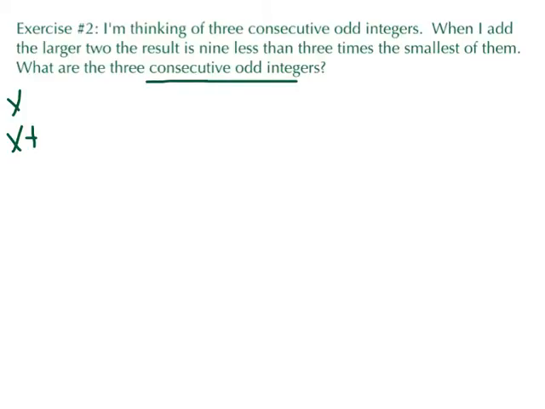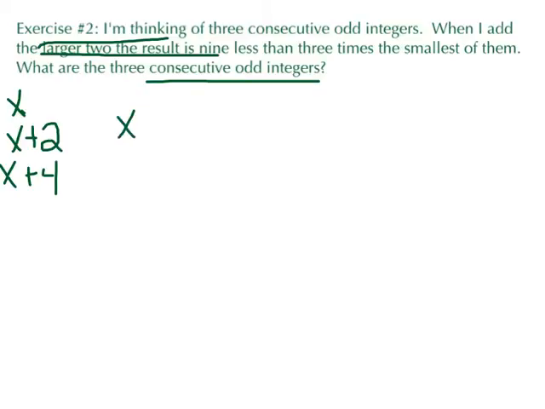Because we're thinking about consecutive odd integers, if I'm at 3, how do I get to 5? I have to add 2. If I'm at 3 and I want to get to 7, I have to add 4. So x is my first integer, x plus 2 is my second odd integer, and x plus 4 is my third odd integer.